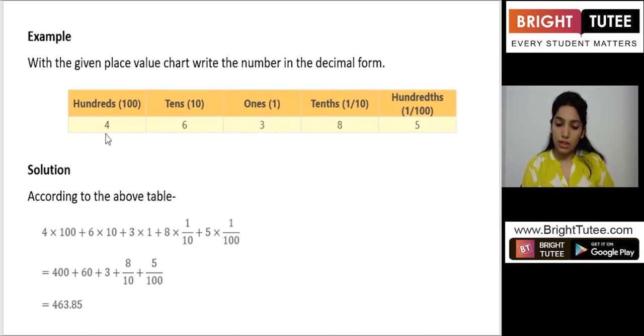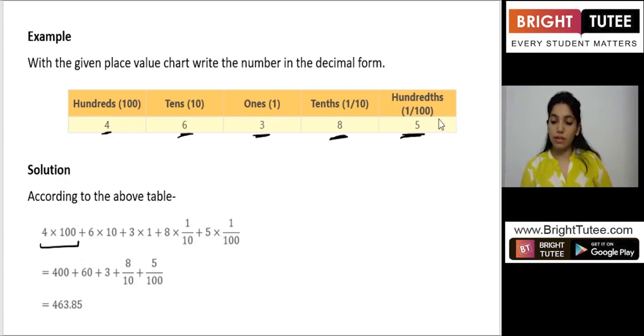Okay. So see here at the hundreds place, we have got a 4. At the tens place, we have a 6. At the ones place, we have 3. At the tenths place, we have got 8. And at the hundredths place, we have got a 5. Right? So according to the table, how can we write? 4 can be written as 4 times 100 because it is sitting at the hundreds place. How do we read this number? It is 463.85. And you see, it is 463.85.